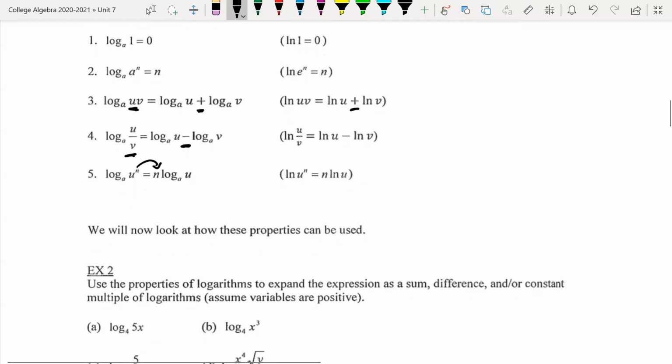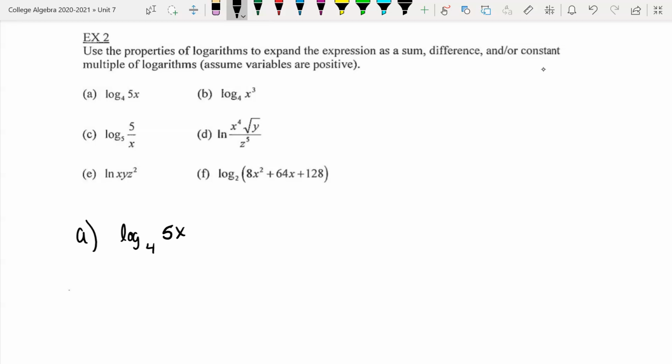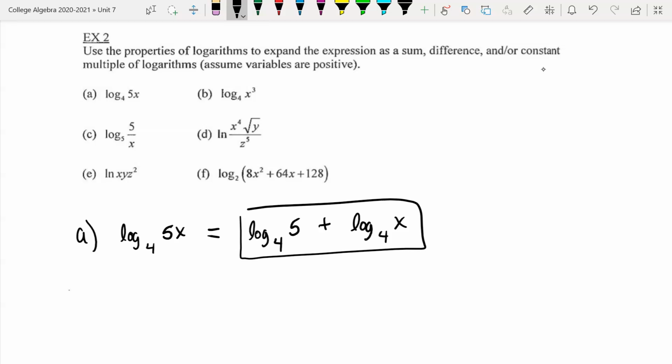So now we're going to look at how these properties are used. It says use the properties of logs to expand the expression as a sum, difference, and/or constant multiple of logarithms. So A, if I have log base 4 of 5x and I say split it up, what I want you to do here is think about it. We're taking 5 times x. So we're going to split it up into log base 4 of 5 plus log base 4 of x. So you can split it up by changing a multiplication problem to an addition problem.